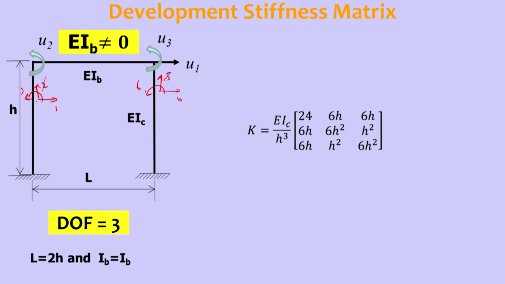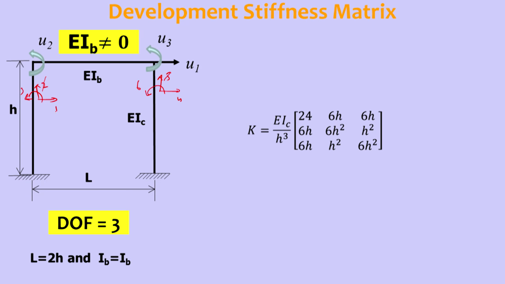And the translation degree of freedom 1 and translation degree of freedom 4 are both the same, so there is no axial compression or extension in the beam itself. So that will make these two as 1 only. So the total number of degrees of freedom will be 3 degrees of freedom.